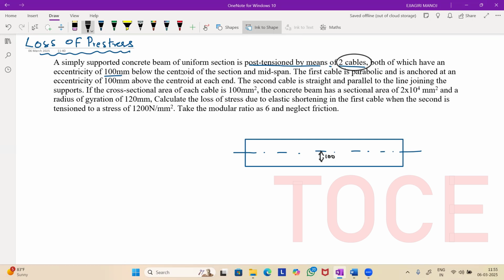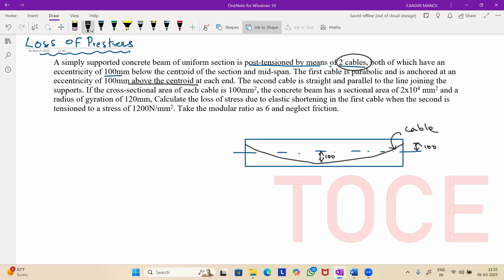The first cable is parabolic and is anchored at 100 mm above the center at the end. So at the end, this has an eccentricity of 100 above the central axis. That means it looks something like this. So at the end also it has 100 eccentricity. So this is cable one.